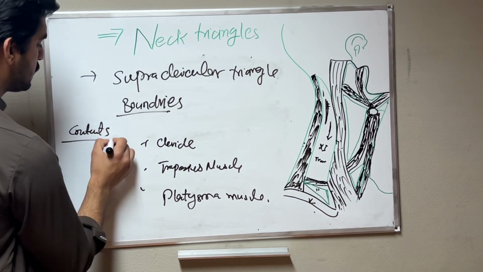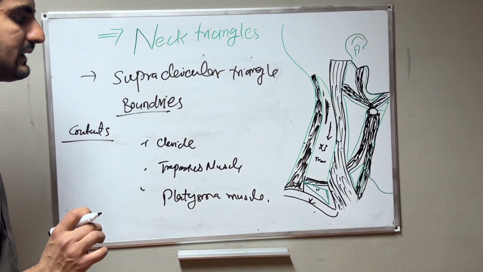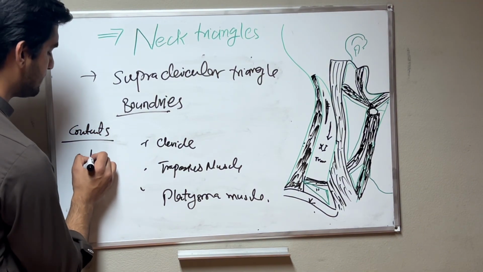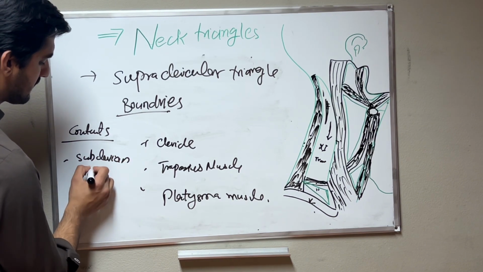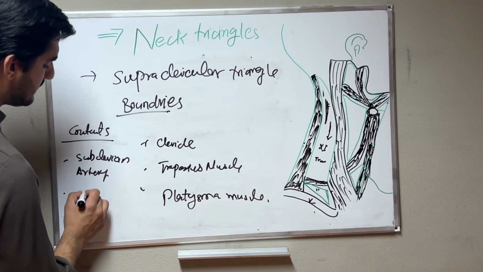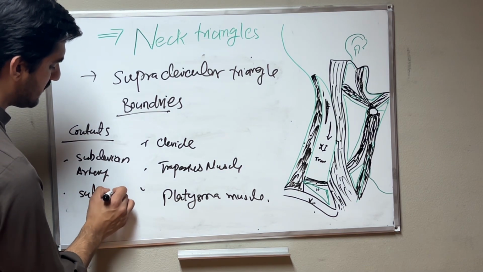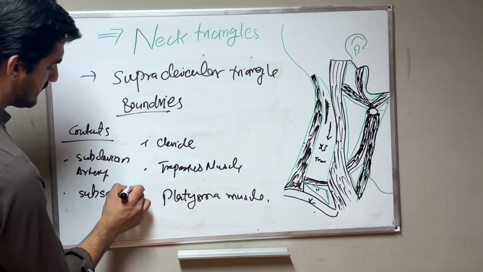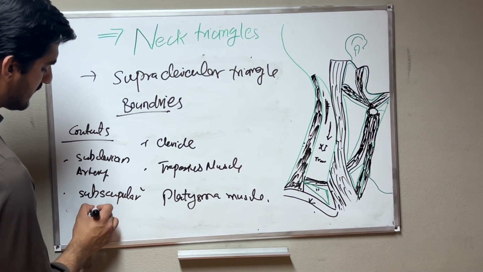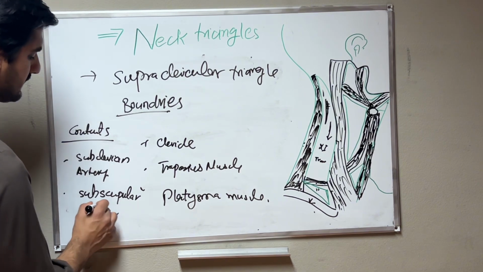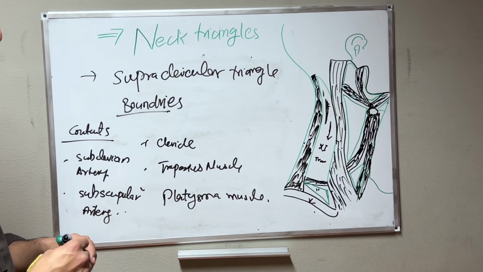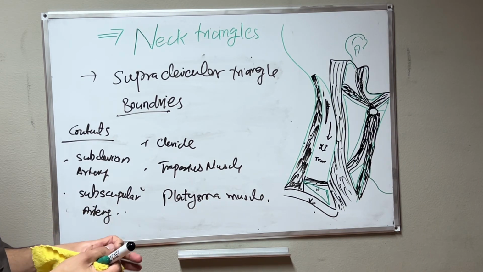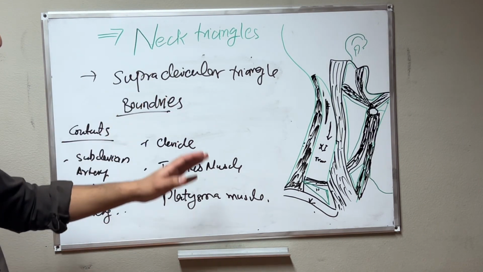What contents do we have, meaning which vessels or nerves are passing here? If you talk about the contents, I will write here: contents. We have two main vessels passing here: the subclavian artery and the subscapular artery. The subscapular artery is located in this supraclavicular triangle. Okay, these are the two triangles of the posterior triangle.